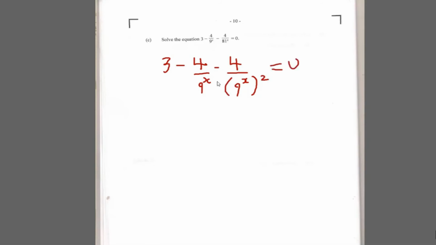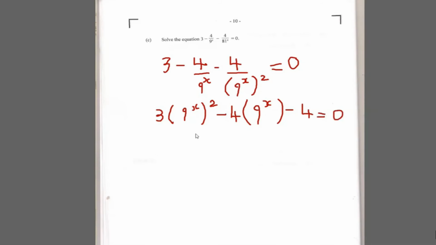You might say, why did I do that? I did that so when I multiply through by 9 to the x squared, I'm going to get 3 times 9 to the x squared minus 4 times 9 to the x minus 4. This is now equal to 0. I am now going to call 9 to the x u. Let u equal 9 to the x. No, I'm changing it. Let r equal 9 to the x.